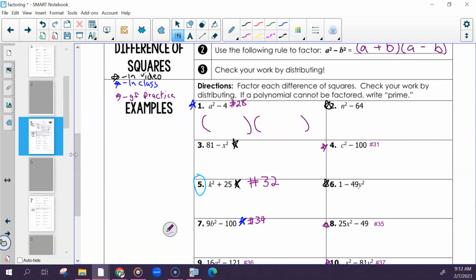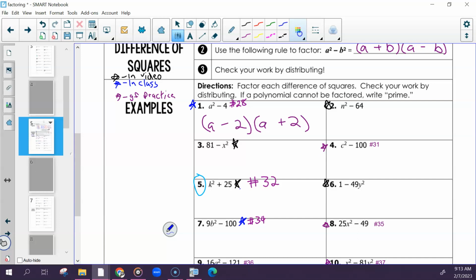So you can write in your factors. What times what gives us a squared? A times a. What times what gives us 4? 2 times 2, plus minus. That is your answer. So as long as you know your perfect square numbers and then are able to find your variables, this should be easy for you. Questions on that one? Let's do the next one.